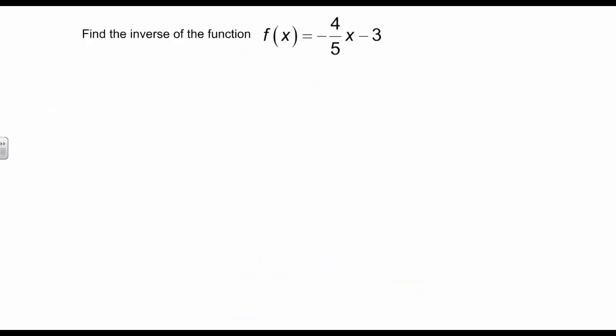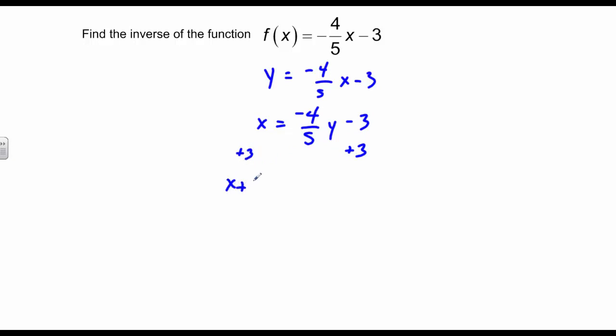And we can do the same for problems that look like fractions. Again, this is in slope-intercept form, so I'm going to replace the f(x) with a y. I'm going to switch the x and the y. And I'm going to solve for y. So in order to do that, I add 3 to both sides. I get x plus 3 is equal to negative 4/5 y.